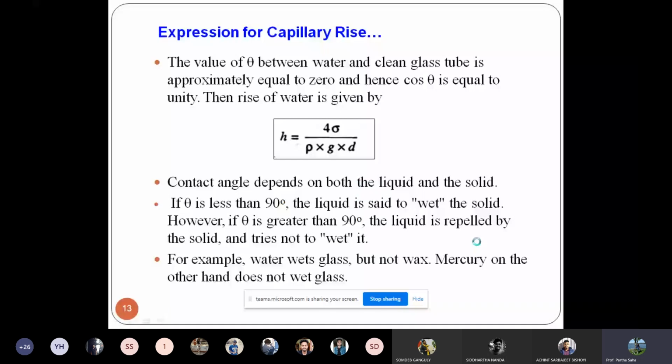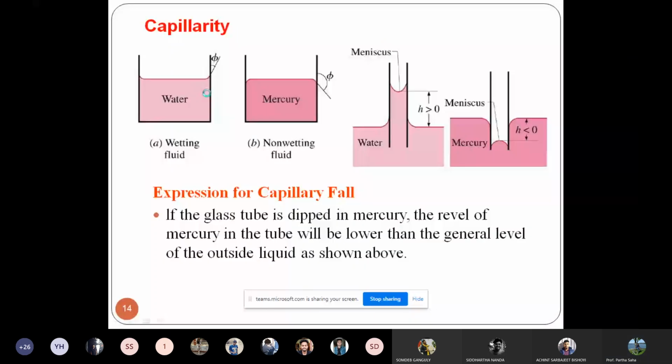If you place a vertical tube, the mercury is going to fall. It's not going to rise, it's going to fall. That's what has been shown in the next slide. Here, you see, as you have a wetting fluid, the water meniscus is on the upper side, because the water wets the glass tube, so it is going to rise. Whereas for mercury, the meniscus is on the lower side, because mercury falls.